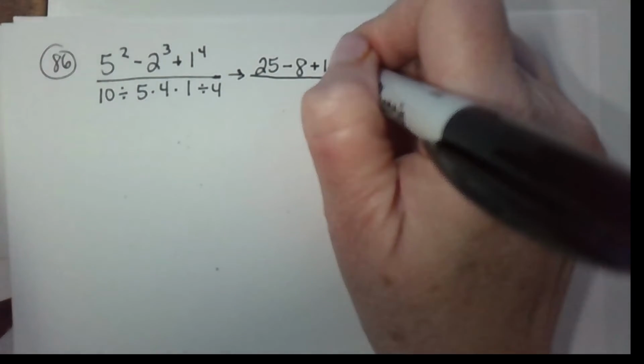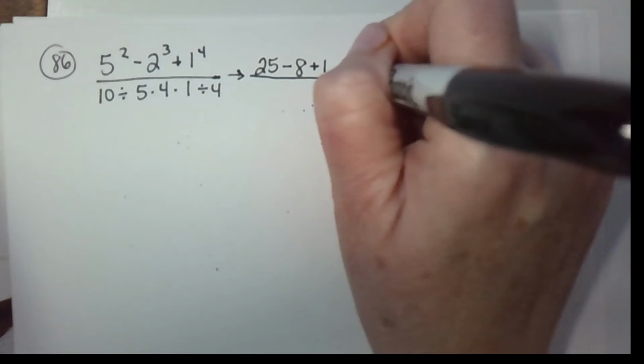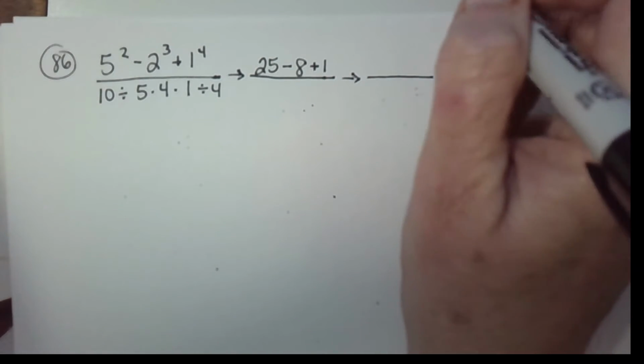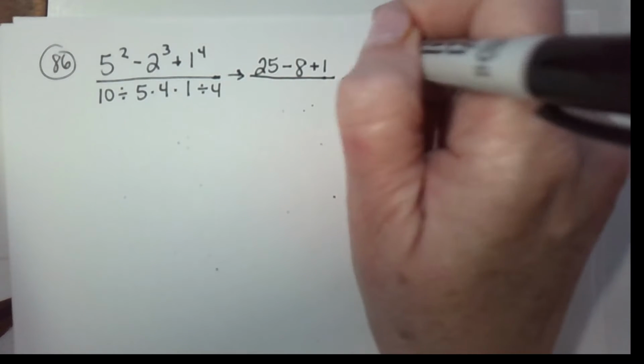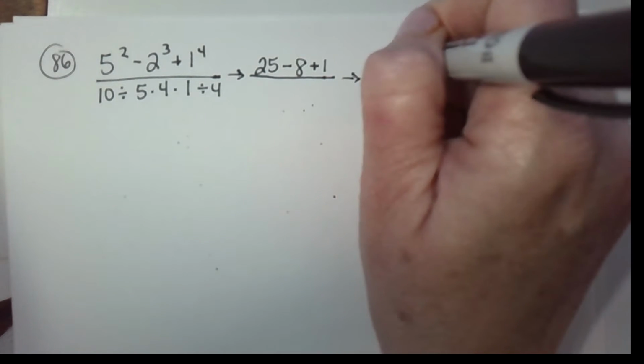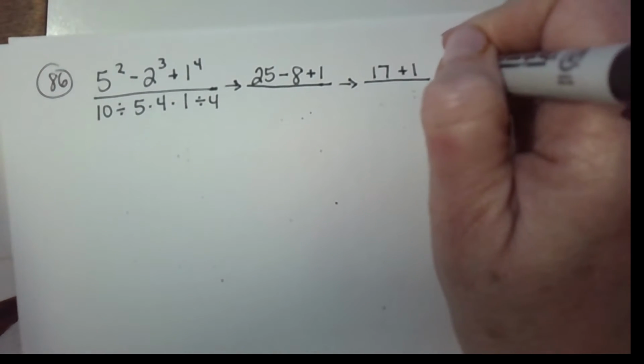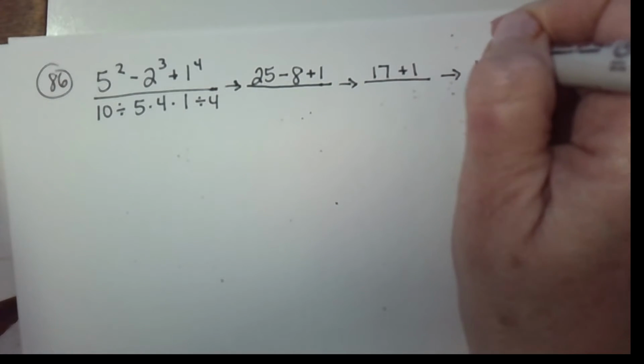And now on top, we have subtraction and addition, so just go left to right. 25 minus 8 is 17 plus 1, and 17 plus 1 is 18.